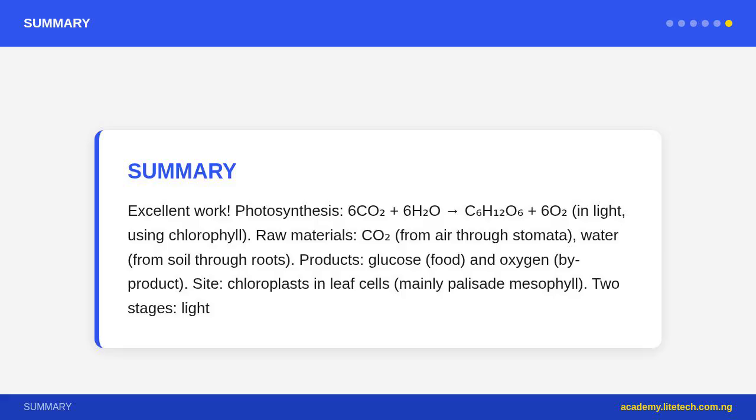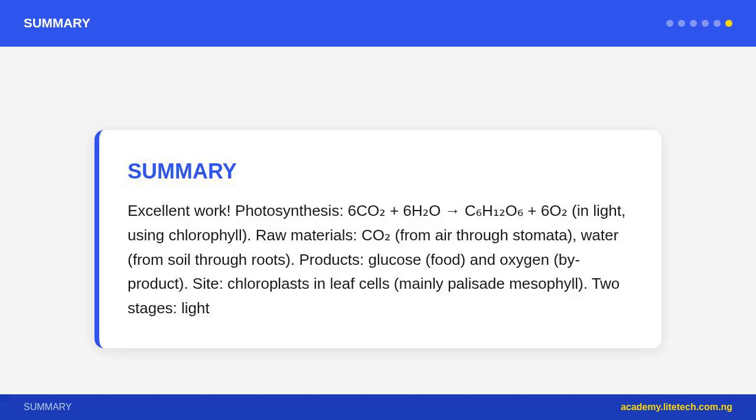Summary. Photosynthesis: 6CO2 plus 6H2O yields C6H12O6 plus 6O2, in light, using chlorophyll. Raw materials: CO2 from air through stomata, water from soil through roots. Products: glucose, the food, and oxygen, a byproduct. Site: chloroplasts in leaf cells, mainly palisade mesophyll.